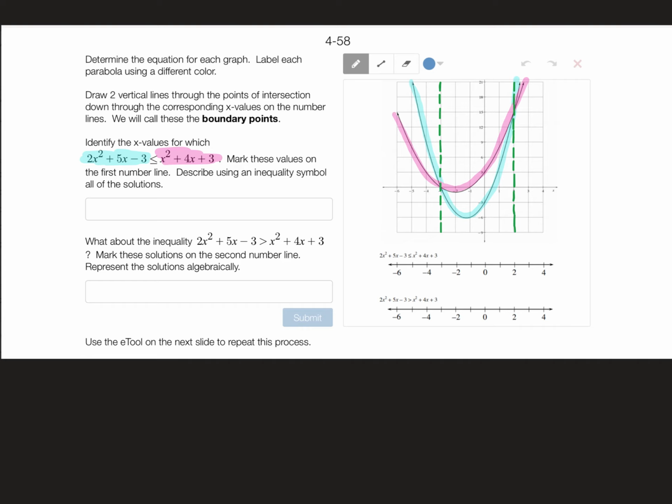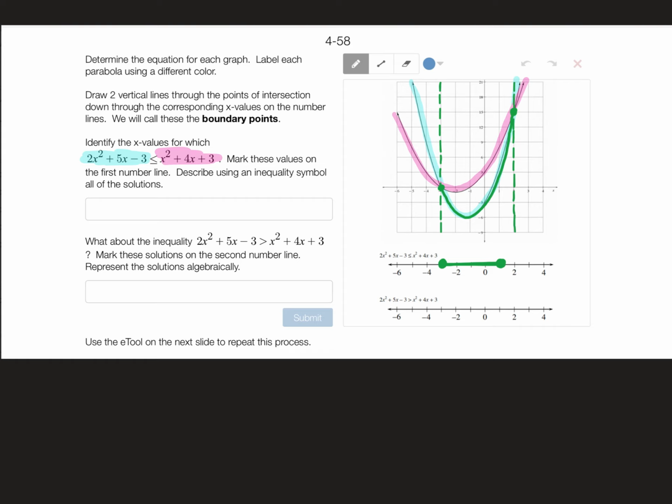Identify the x values for which our teal graph is less than or equal to our pink graph. So mark these values on the first number line. So we want to know, when is the teal graph below or equal to the pink graph? So that's going to be anywhere from here to here. So it's anywhere between our two intersection points. So between -3 and 1, and I'm using closed circles because I want to include those because I said less than or equal to. So that would be any of those points there.